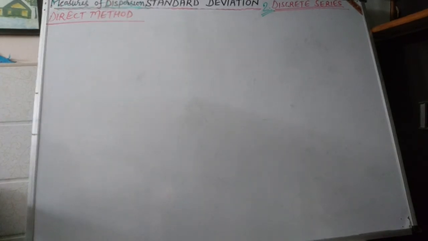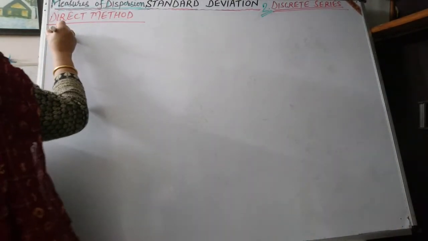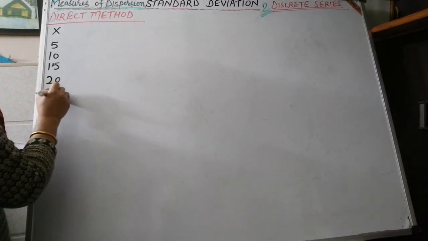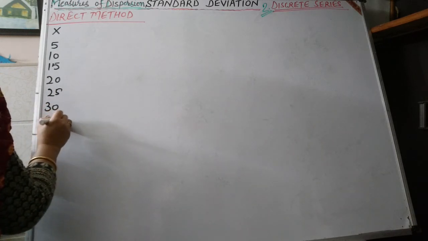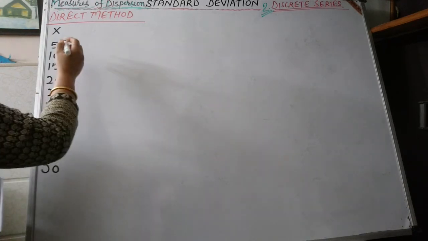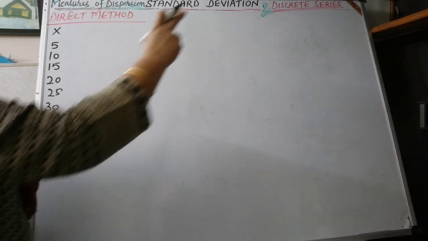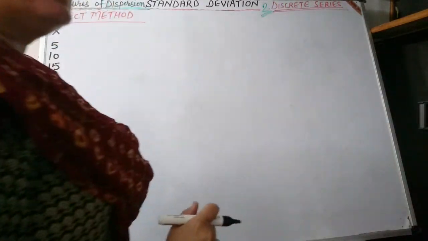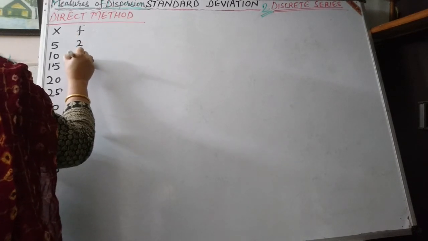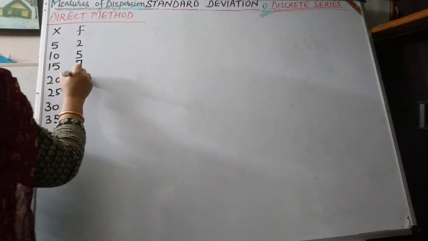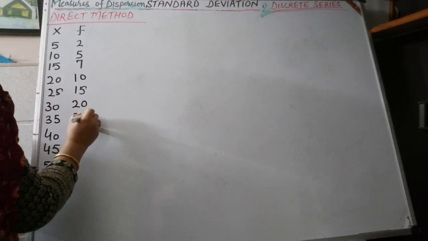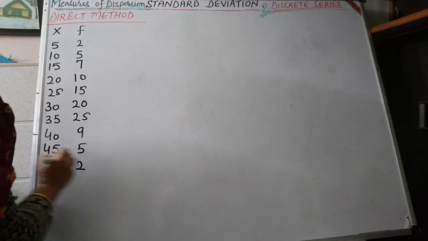In the statement we are given the values of x: 5, 10, 15, 20, 25, 30, 35, 40, 45 and the last one is 50. These are the values of x. Because a discrete series is given, frequency is also given. Frequency is 2, 5, 7, 10, 15, 20, 25, 9, 5 and 2.